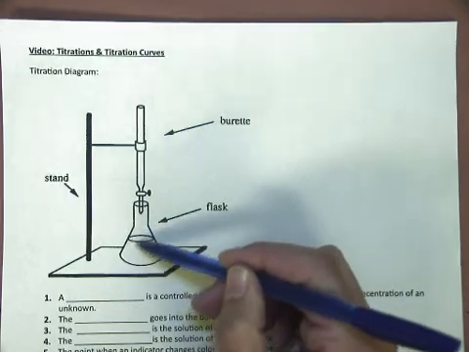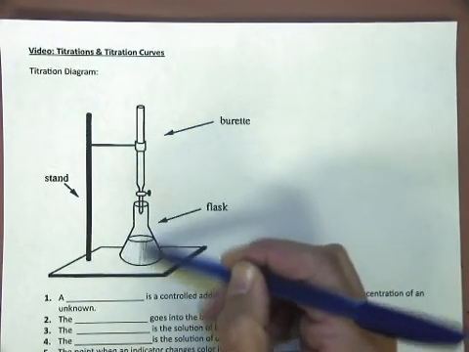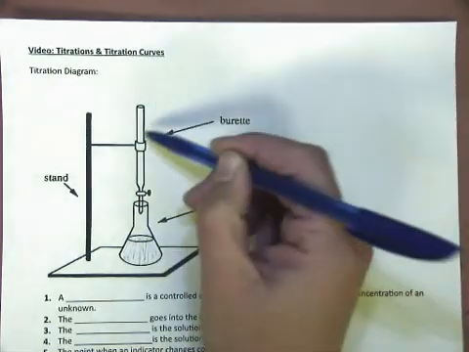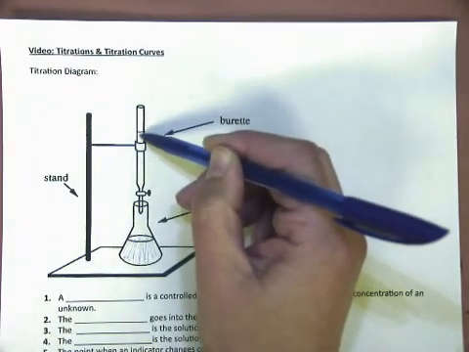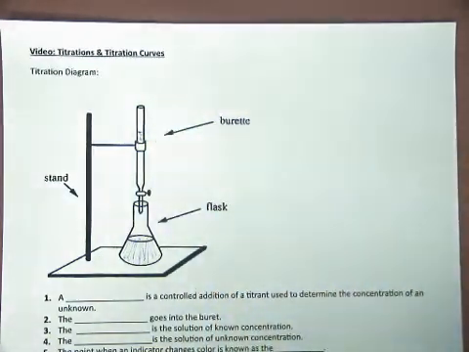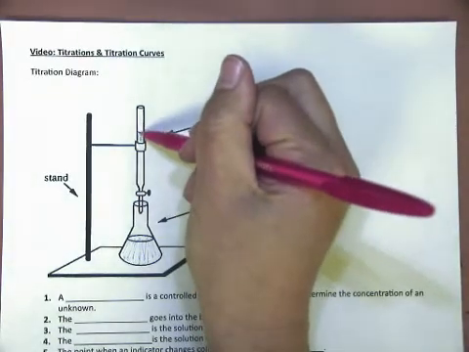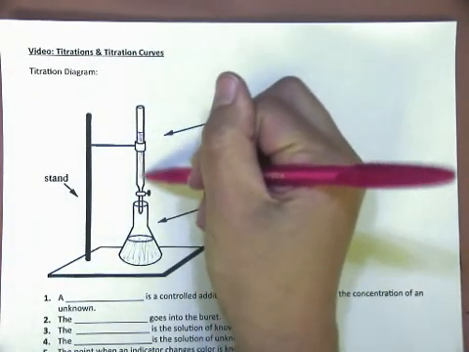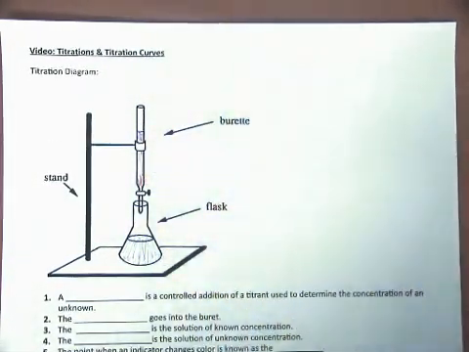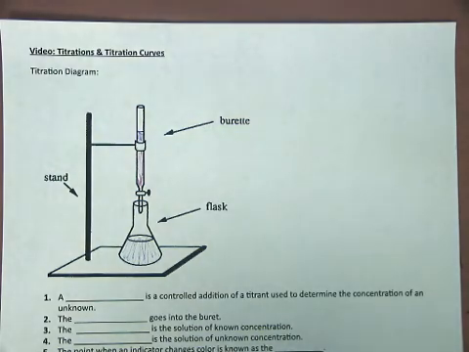So a solution of unknown concentration goes in our Erlenmeyer flask. A solution of known concentration goes into the burette. And depending upon how much of our known concentration goes into our unknown concentration, we are able to calculate the concentration of our unknown. Lots of new words.